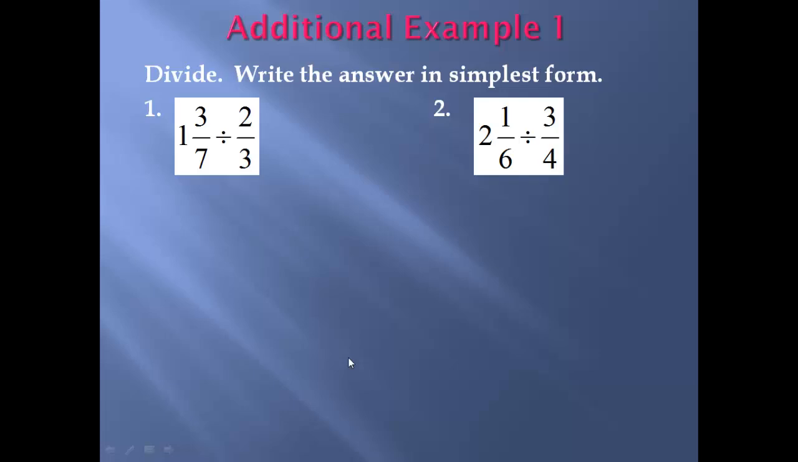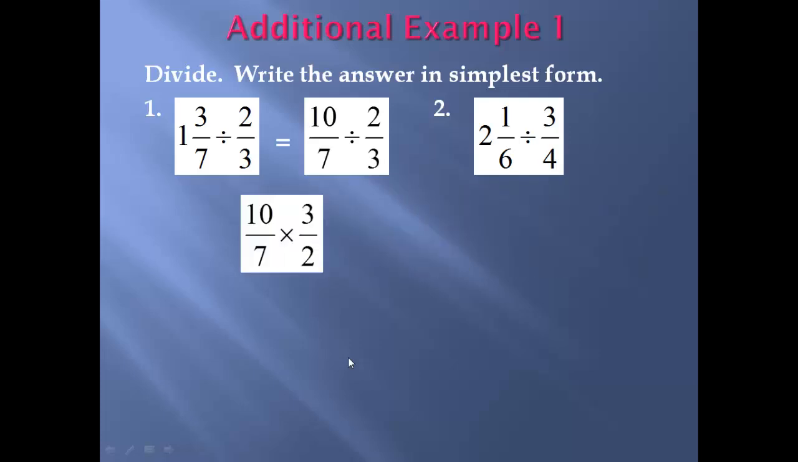For number 1, we have 1 3/7 divided by 2 thirds. Our first step is to make 1 3/7 an improper fraction. 7 times 1 is 7, plus 3 is 10. So we're going to have 10/7 divided by 2 thirds. Now we're going to do 10/7 times the reciprocal. So we have 10/7 times 3 halves. We're going to multiply 10 times 3 for the numerator and 7 times 2 for the denominator.